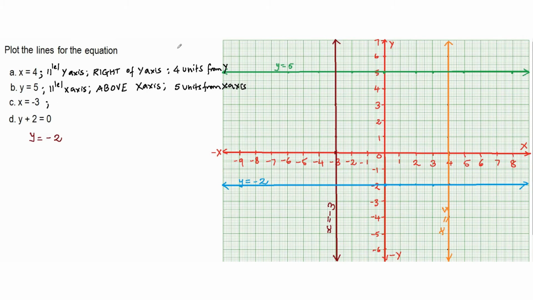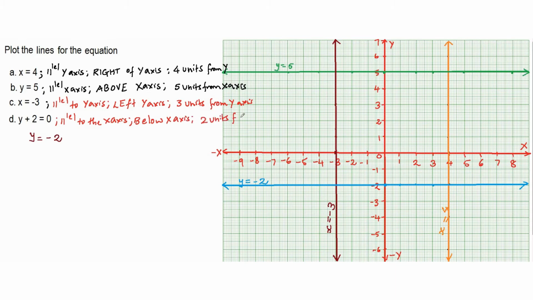Similarly, x equals minus 3. So x equals minus 3 is parallel to the y-axis. Because it's negative, it is towards the left of the y-axis, and it is at a distance of 3 units from the y-axis. Then y is equal to minus 2. This particular line is parallel to the x-axis. It is below the x-axis, and it is at a distance of 2 units from the x-axis, right? So this is how we plotted these lines.